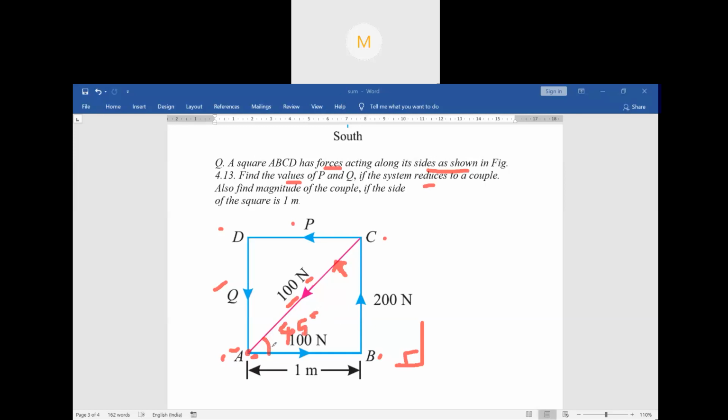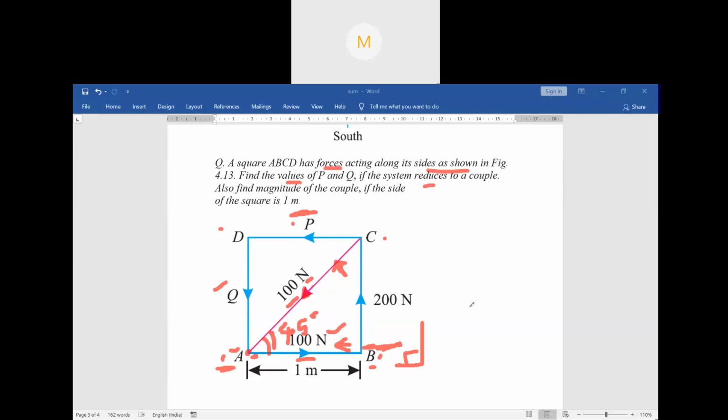So this 45-degree angle is acting along the diagonal. Now if you take the cos theta component of this, then it will come in this direction, yes or no? Now let us resolve the forces present in the x direction, that means on this side. Which are the forces? In member AB, this one is the force, that is 100 Newton. Now in member DC, this is the force, which is P, right?